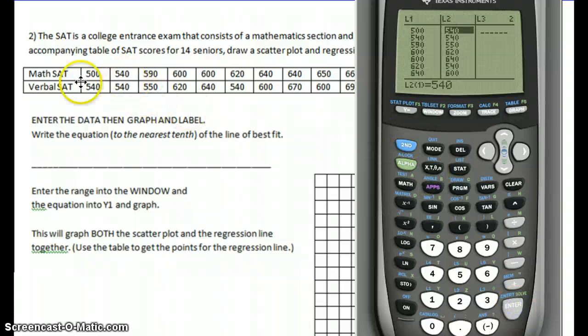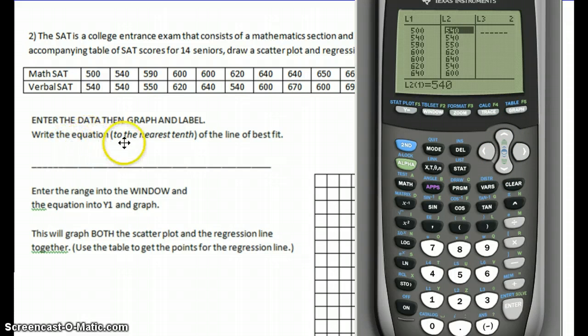Enter the math scores into list 1 and the verbal scores into list 2. At this point, you might want to pause the video while you do this. Remember, always double check using the cursor key to make sure that you have entered your data accurately. Okay, so now we have our data entered accurately. We've used the cursor keys and we've double checked that everything is correct.